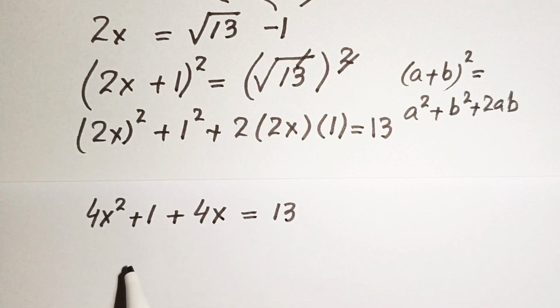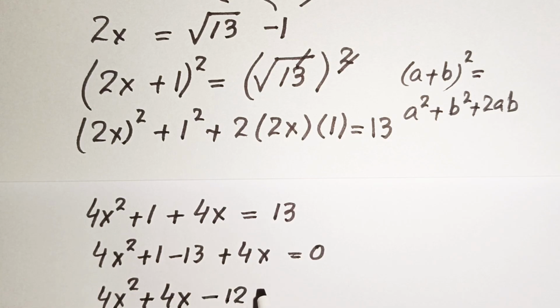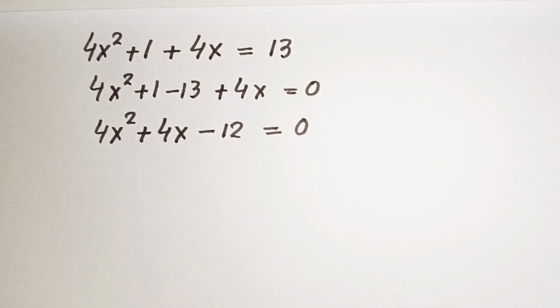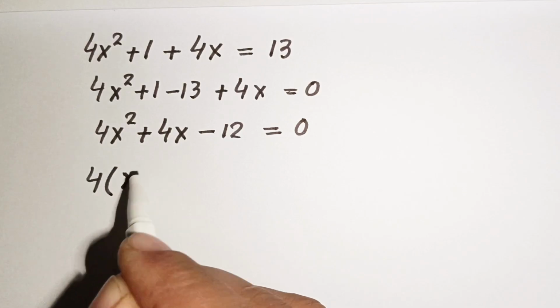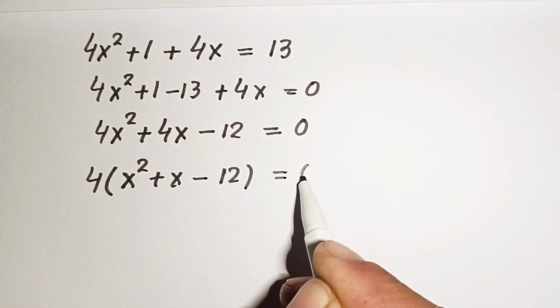So now we are going to find the value of x squared. For this purpose we shift this 13, so 4x squared plus 1, minus 13, plus 4 times x is equal to 0. So now we have 4x squared plus 4x, and plus 1 minus 13 we get minus 12 is equal to 0. Now we see that in these three terms 4 is common, so if we take 4 common, we have x squared plus x minus 12 is equal to 0.